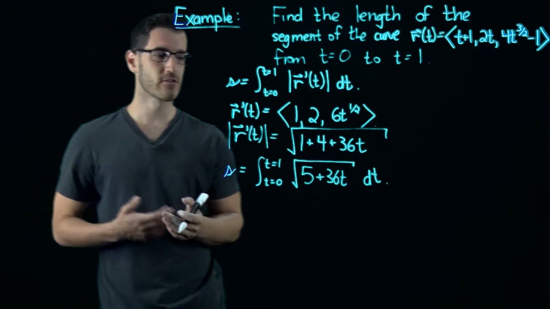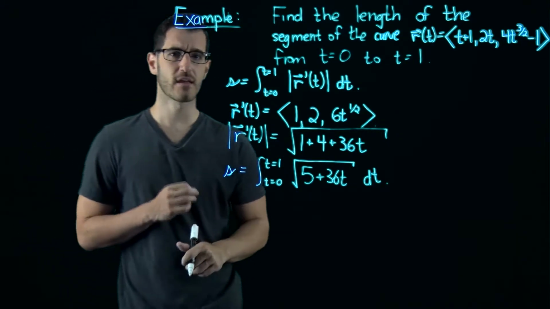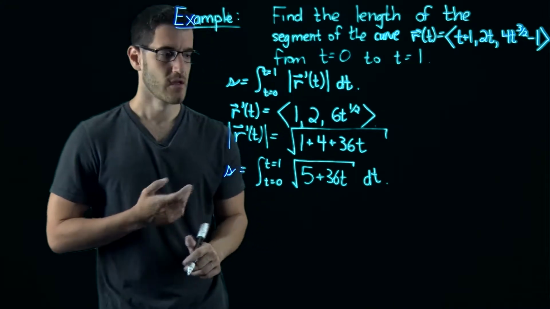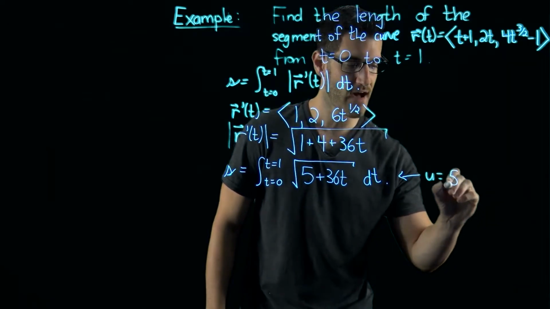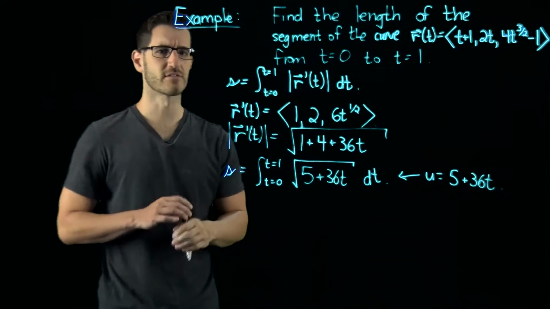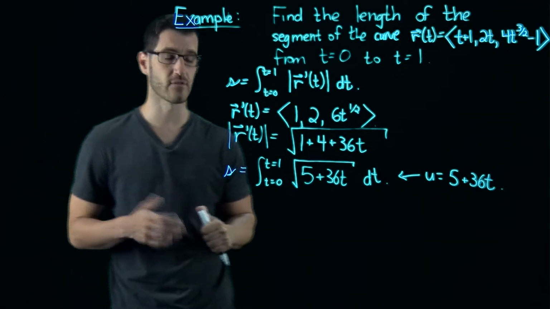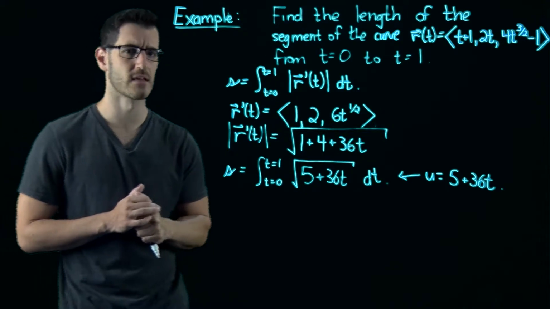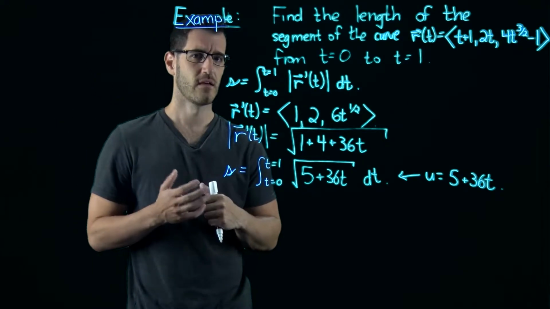It's just a square root of a linear function in t. And whenever we have that, we can get away with just a u substitution. So one thing you can do is let u be 5 plus 36t. You've done a lot of these before, so if you're not comfortable with doing the u substitution, or if you want to do it for practice, pause the video here for a second and go through it.